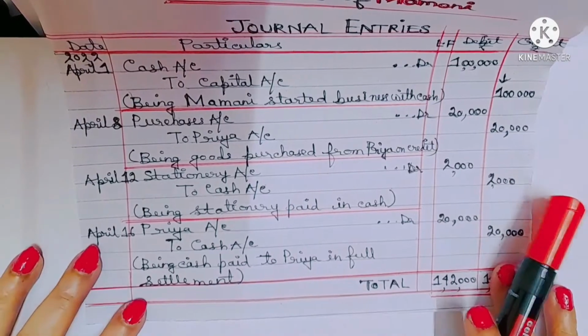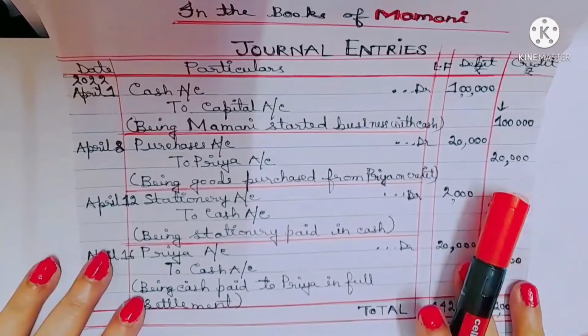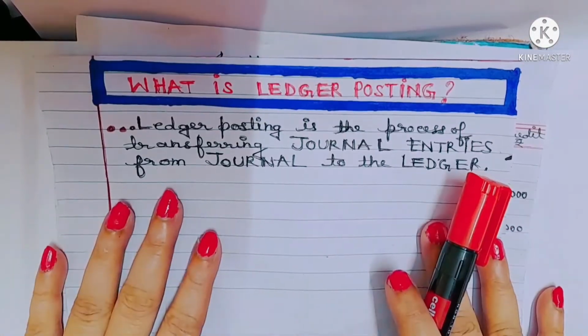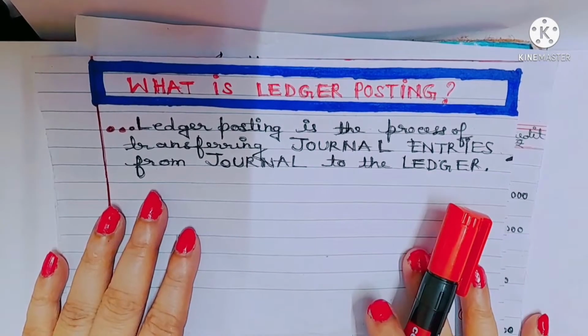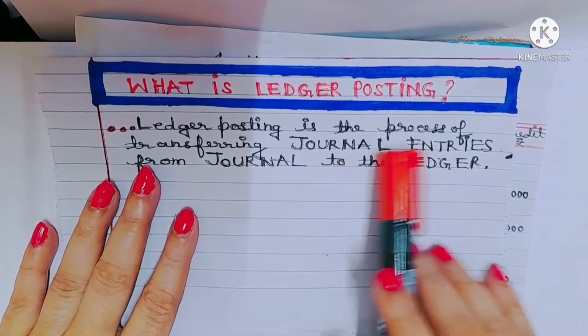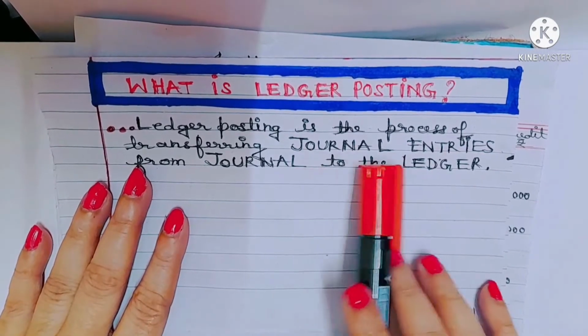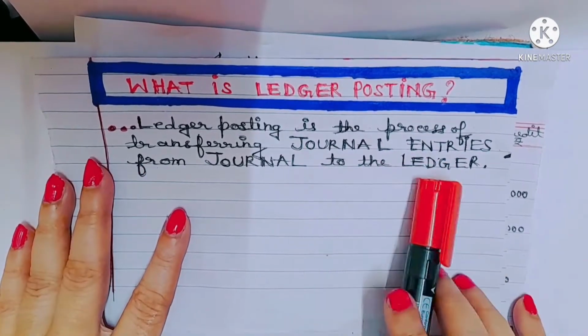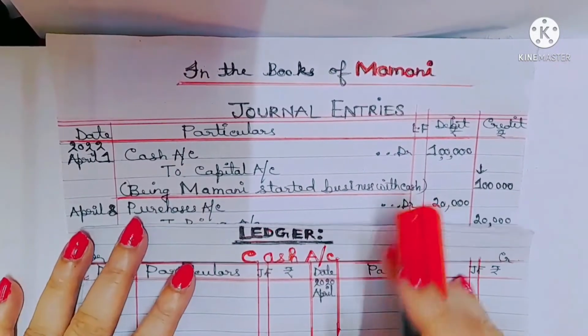Now let's do ledger posting. Okay. Now what is ledger posting? I have already told you, let me tell you once again. Ledger posting is the process of transferring the journal entries from journal to the ledger. Okay. Now let's prepare the ledger accounts.